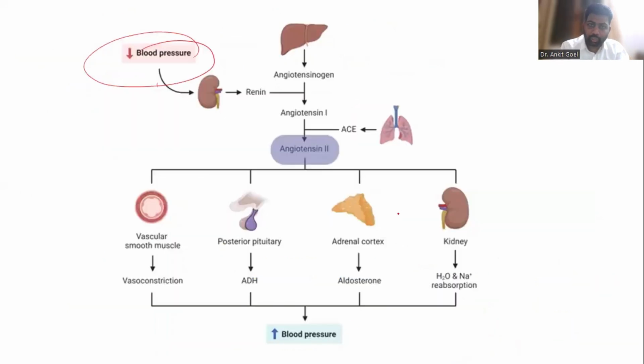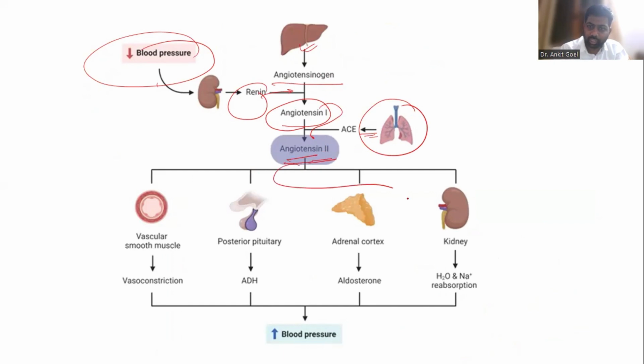So now we know the mechanism of renin. It's very simple. It converts angiotensinogen, which is produced from the liver, to angiotensin 1. Angiotensin 1 will convert into angiotensin 2 in the lungs, which will release ACE. And this angiotensin 2 has multiple actions.